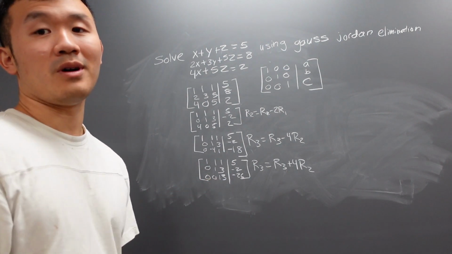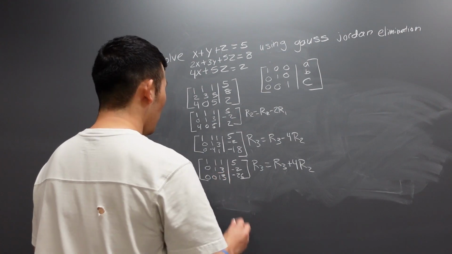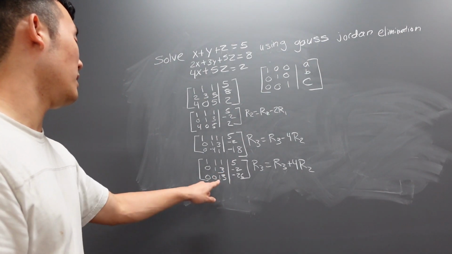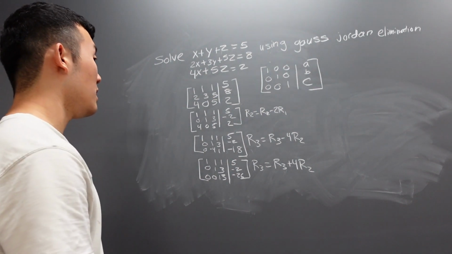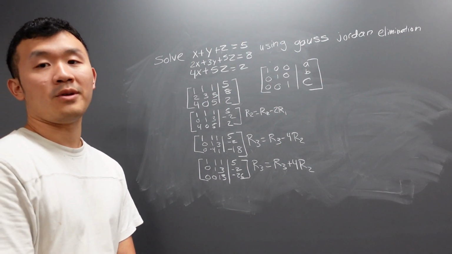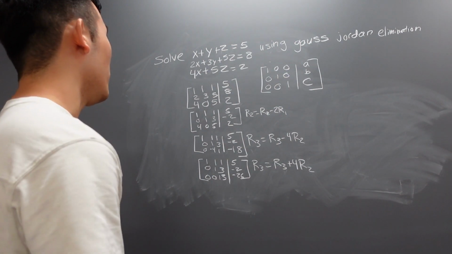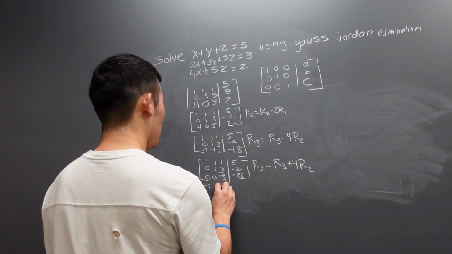Now we have a 0 over there. And now we want to have a 1 on this side here. So replace that 13 with a 1. And what we could do is R3 is equal to R3 over 13, or 1/13 times R3.